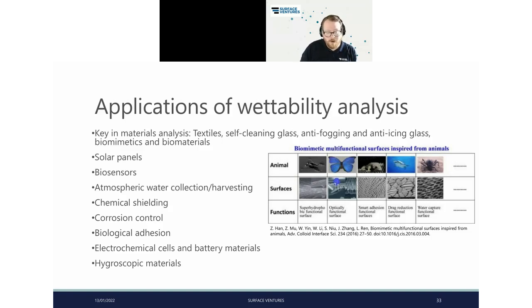Biosensors, atmospheric water collection and harvesting, chemical shielding, corrosion control for electrochemical or general corrosion. A liquid in contact with the surface. If you can't wet a liquid to a surface, very little corrosion will occur. So that is very important. Biological adhesion and biochemical cells and battery materials and hygroscopic materials. We specifically design a material to uptake water and absorb water.